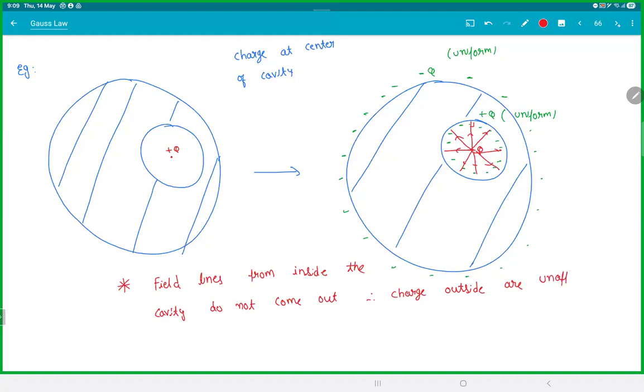This is a pretty useful statement later on. Charges outside are unaffected by inside charges. Now, again, be careful when I say inside the cavity, what charges are we talking about? We are talking about that plus Q and the induced charges on the surface, induced minus Q on the inner surface.